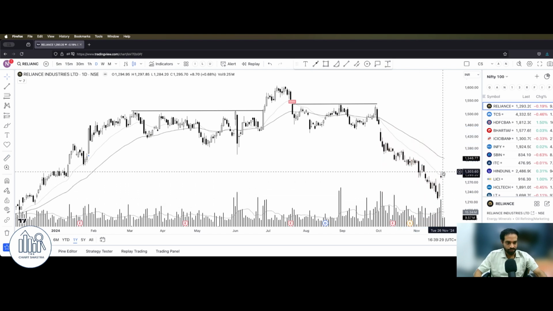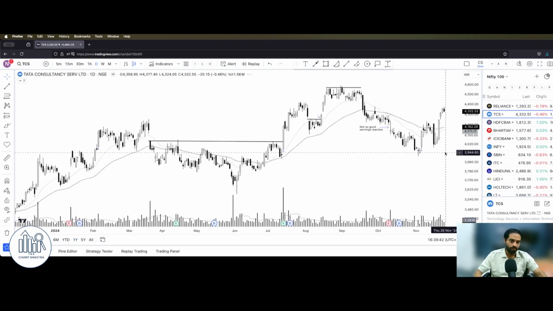Over the last few days, we are trying to see some kind of buying, but don't just believe that this would start moving upwards straight away. We never know how the price behaves. Next, TCS. If you can see the comparison, it didn't fall much like Reliance. It has also quickly recovered back. This shows that the strength of TCS is much higher than Reliance.